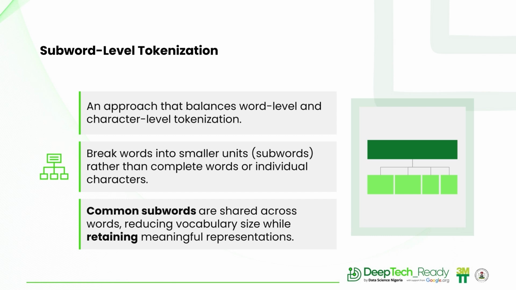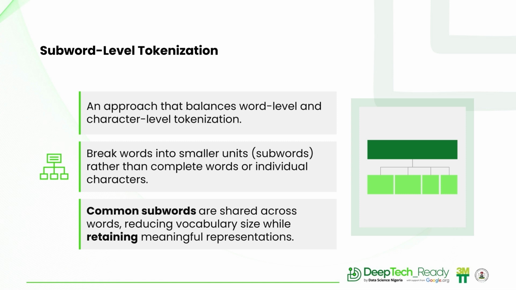So let's now look at subword level tokenization, which, like we said, is a balance between the word level and the character level tokenization. And in this case, instead of breaking text into full words or single characters, what happens is that this approach splits words into smaller, meaningful units called subwords. For example, like we mentioned earlier, the word unbreakable might be split into un, break, and able.